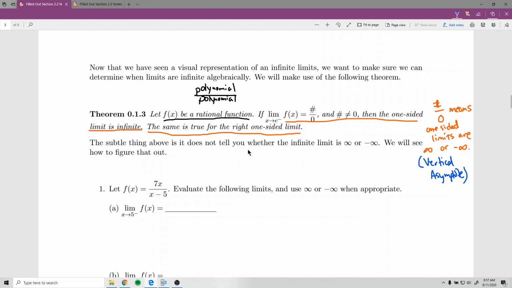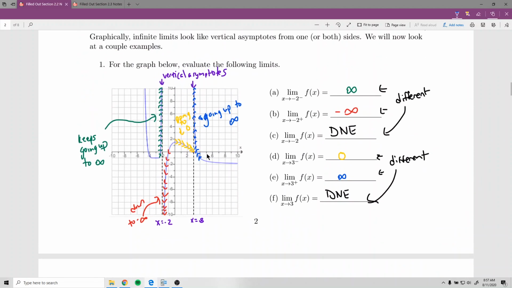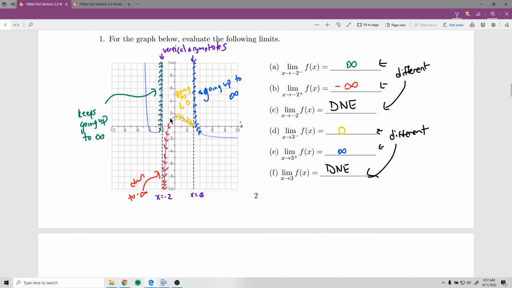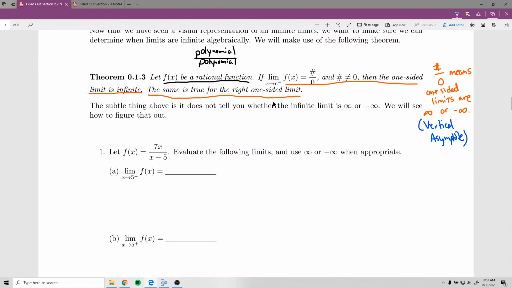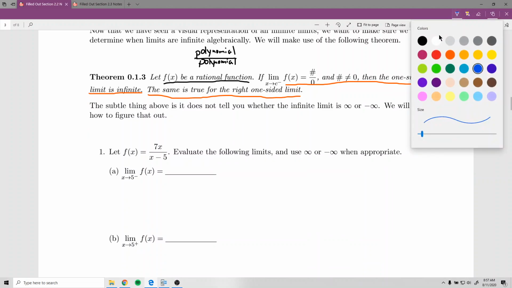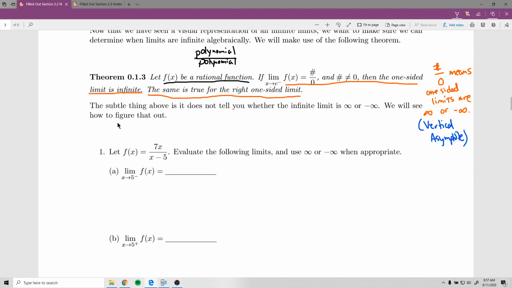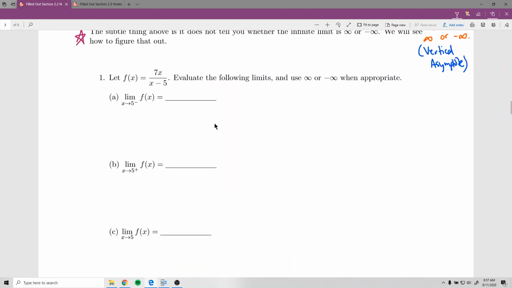And so in our example above, just to understand, with rational functions you can't have it going towards zero. All the vertical asymptotes act like this. They get really steep close to them with rational functions. So this is just some made-up function to explain other possibilities. All right. Now the important thing here that I have written is how do you tell if it's infinity or negative infinity for the one-sided limits? And I'll show you how to figure that out as we work through the problems.